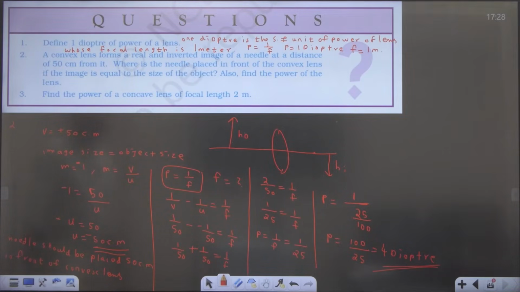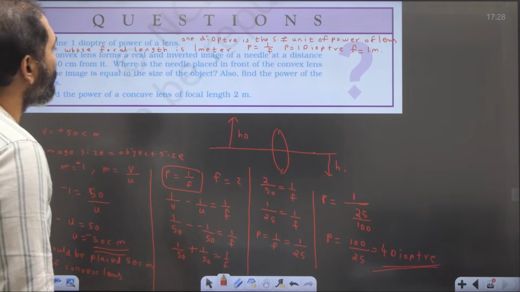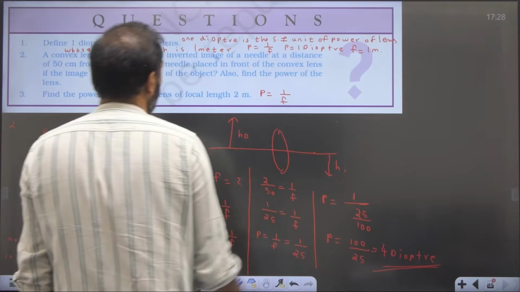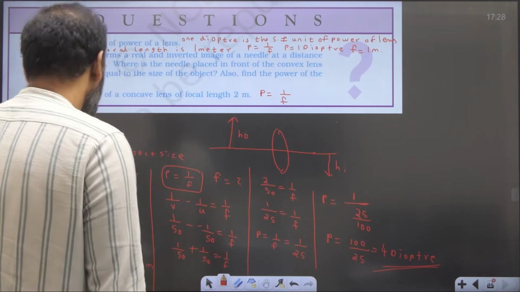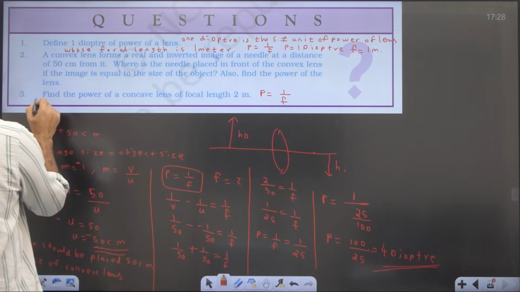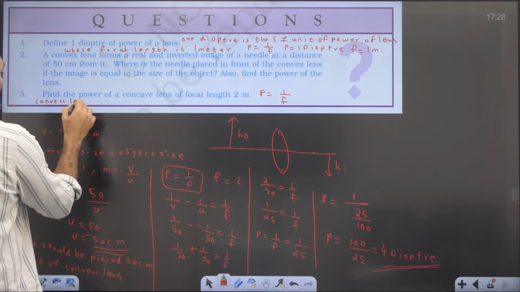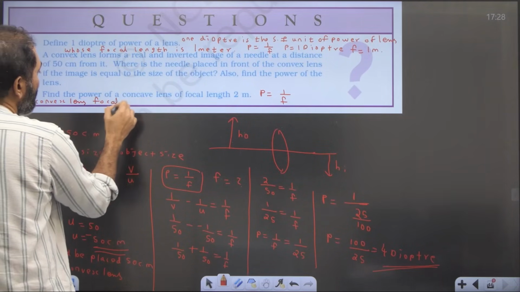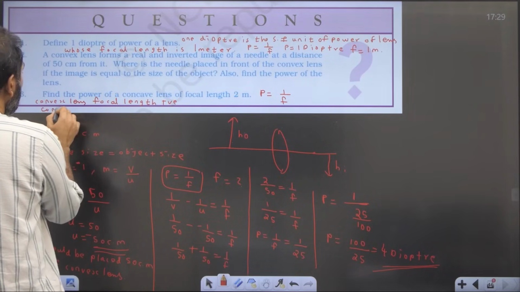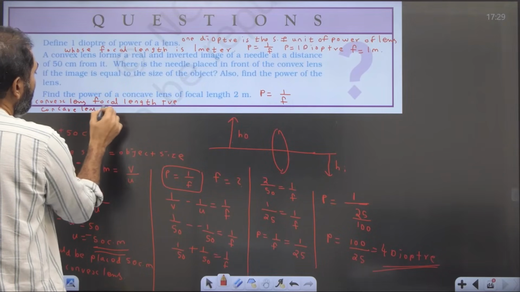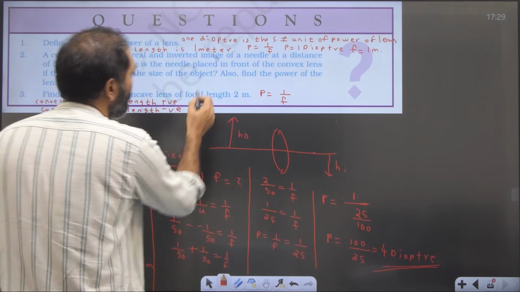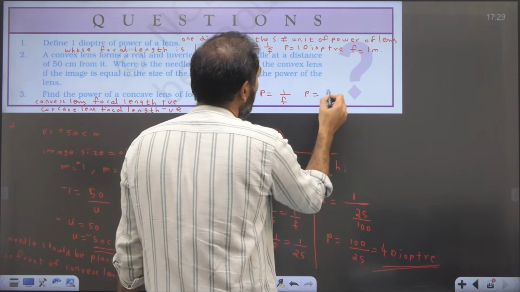Okay. Next, find the power of a concave lens of focal length 2 centimeter. So power is equal to what? 1 by F. Concave lens means what? Focal length. Remember, convex lens, focal length positive. Concave lens, focal length negative. So what is the focal length here? 2. So power equal to 1 by minus 2.